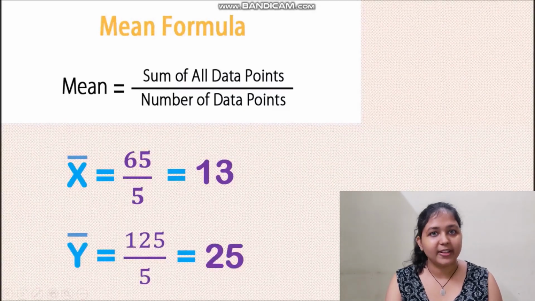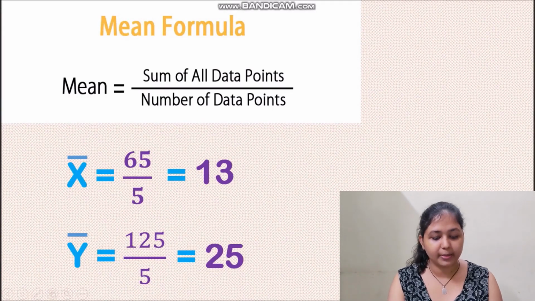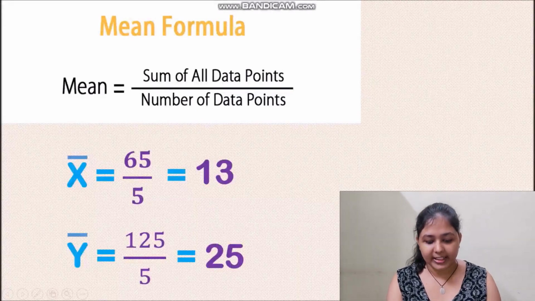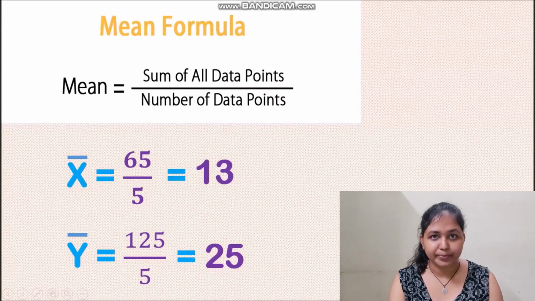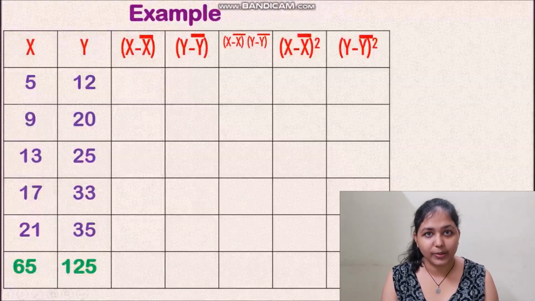Now similarly we'll find it out for the variable y. So the mean for variable y is 25, as you can see it here. Now what's the next step? So now let's go to our next step.